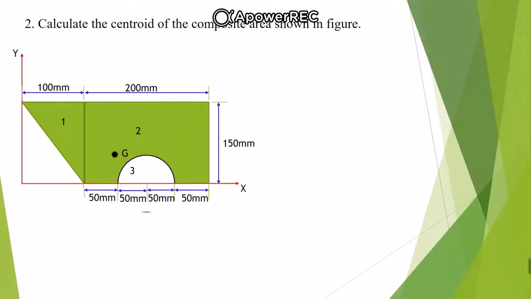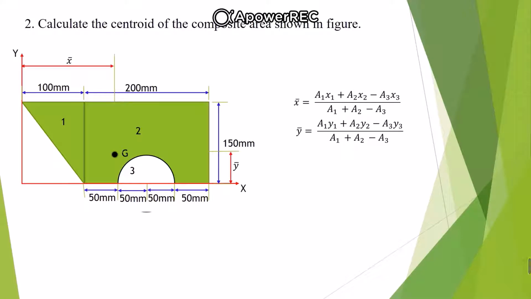Now let us assume G is the centroid of the composite section, which is at a distance of x bar from the y axis and y bar from the x axis. In order to find the coordinates of this G, we can use the formula: x bar equals a1 x1 plus a2 x2 minus a3 x3 divided by a1 plus a2 minus a3, and y bar equals a1 y1 plus a2 y2 minus a3 y3 divided by a1 plus a2 minus a3.